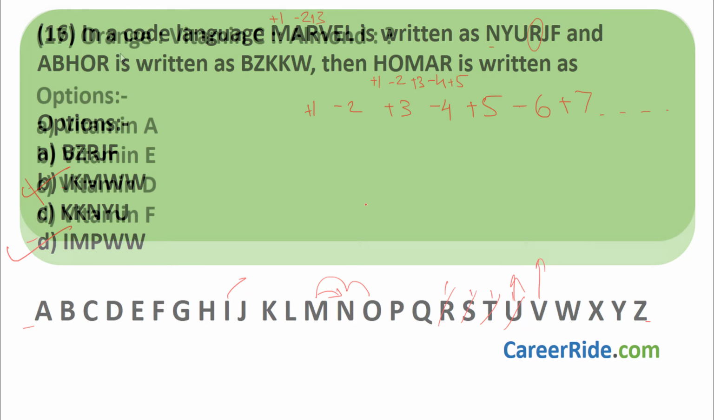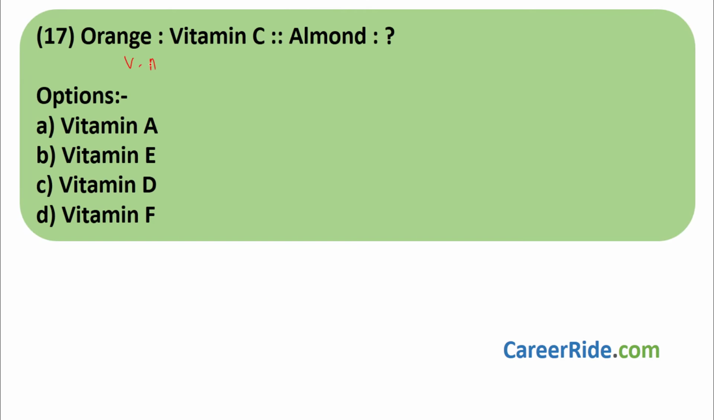Right? Moving on. Again, we have a verbal ability sum, just like I told earlier that this is dependent only on your reading habits and what all you read. You should know general knowledge, general science and all that stuff so that you will be easily able to solve the question. Orange is to vitamin C as almond is to vitamin E. Almond has vitamin E a lot into it because of the almond oil. It is very, very important.